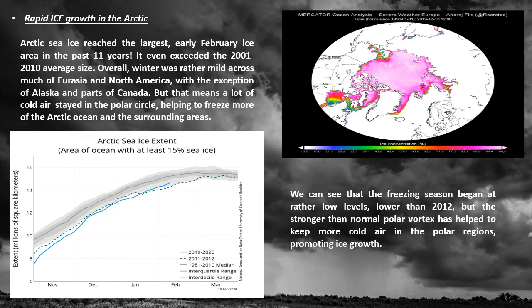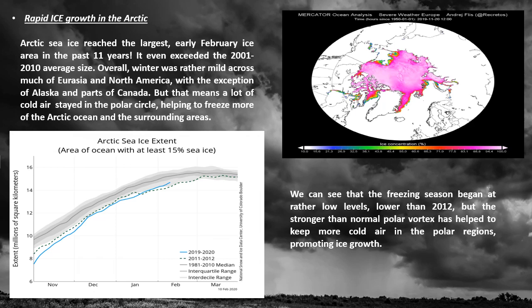It went quite high, and it covered a lot of area in this early February time. It even exceeded the 2001 to 2010 average size. Even though the overall wind across the Eurasia and North American region was very mild, this means a lot of cold air stayed in the polar region and helped to freeze more ice in the Arctic Ocean and surrounding areas. This might be one of the reasons for this rapid ice growth in this area.